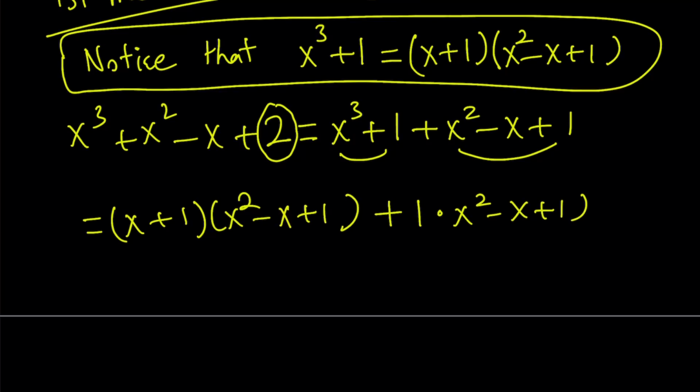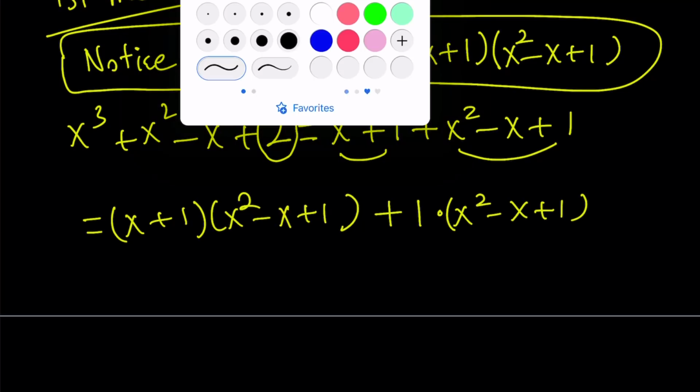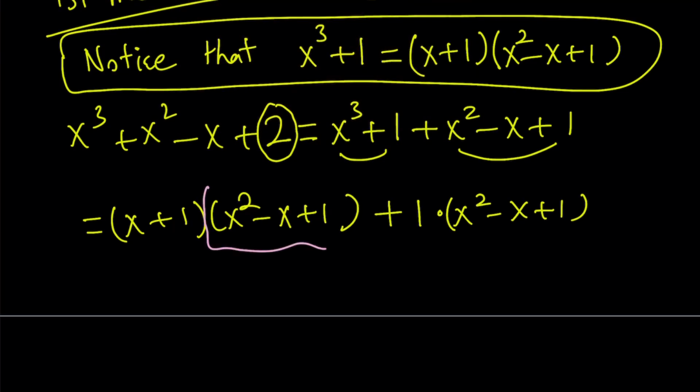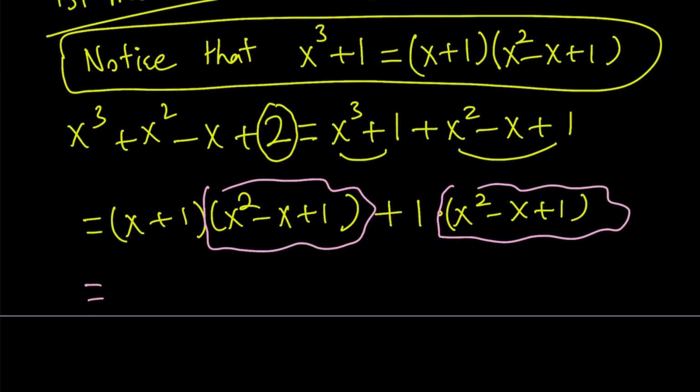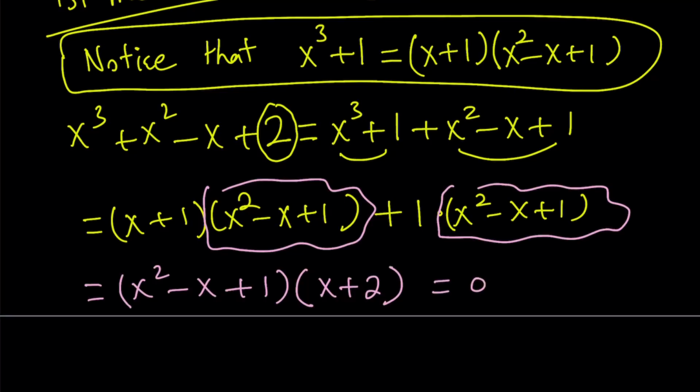Great. So now I do have a common factor because x squared minus x plus 1 is a common factor. Therefore, we can factor this by grouping. So I can take out x squared minus x plus 1, and then I will take the x plus 1, and that's just going to give me x plus 2. Awesome. Okay, great. So that gave me two factors, one linear, one, what is it called? Quadratic. I just forgot the name of it. And by setting this equal to 0, we can find the solutions very easily.